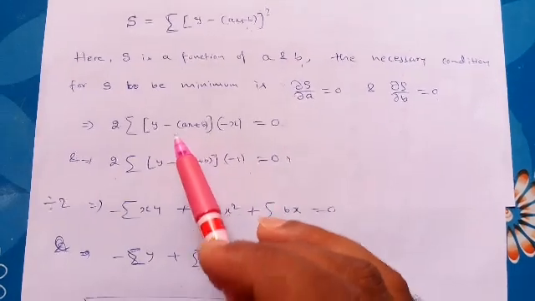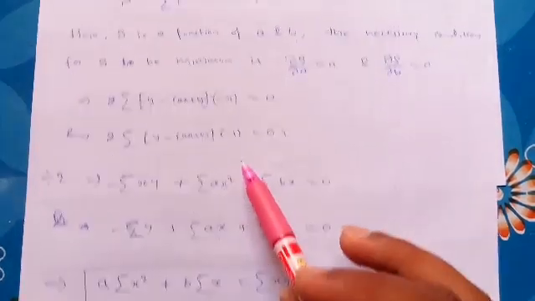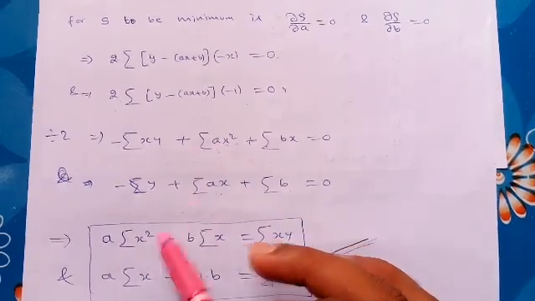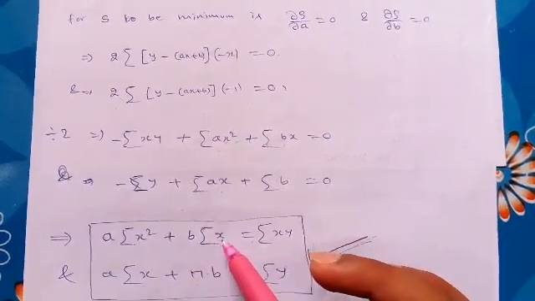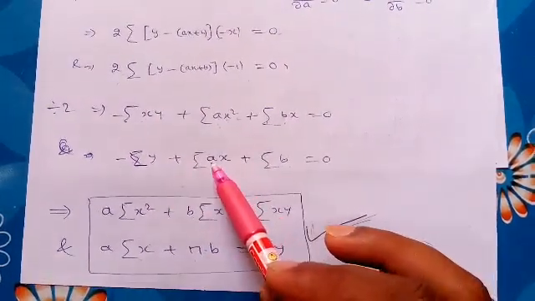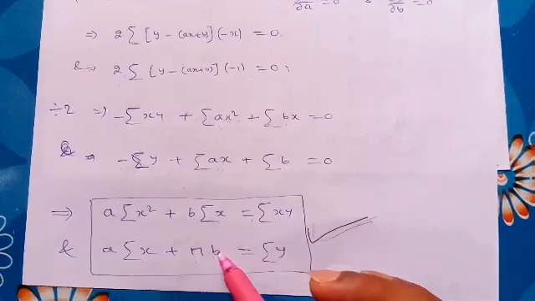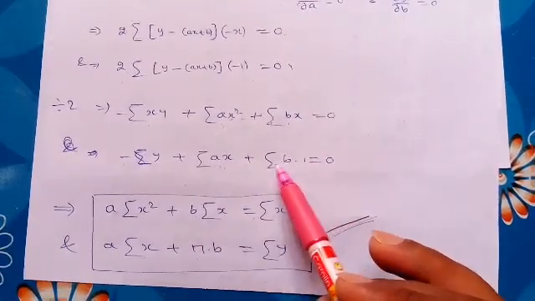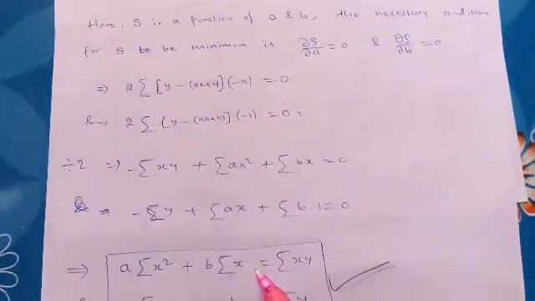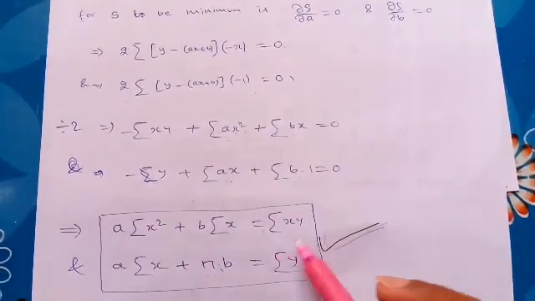Next, here 2 is common. By dividing by 2 and splitting the summation, we get these two equations. And next, summation of a x square: here a is constant, keep it outside, a times summation x square, plus b is constant, b times summation of x, transfer this term to the RHS. Similarly, from the second equation, summation a can be written as a into summation x, and summation b: here b is constant, so we have b into 1, and summation of 1 means, here we have n values in the table, therefore it becomes n. Transfer this term to the RHS. We get two equations.